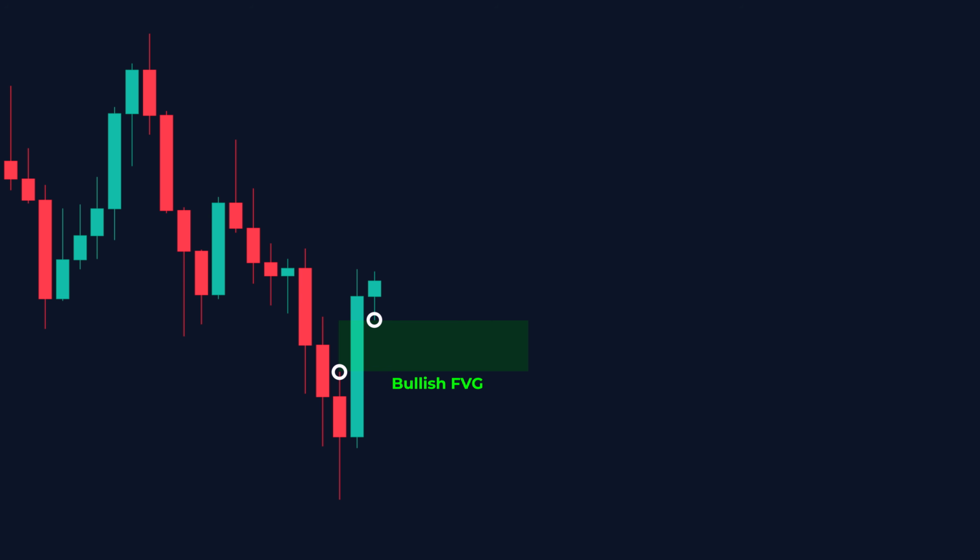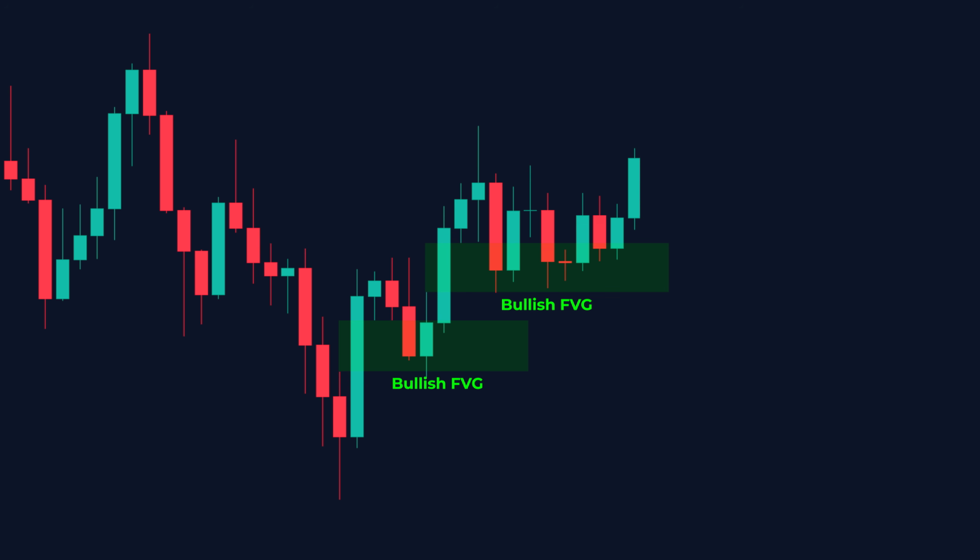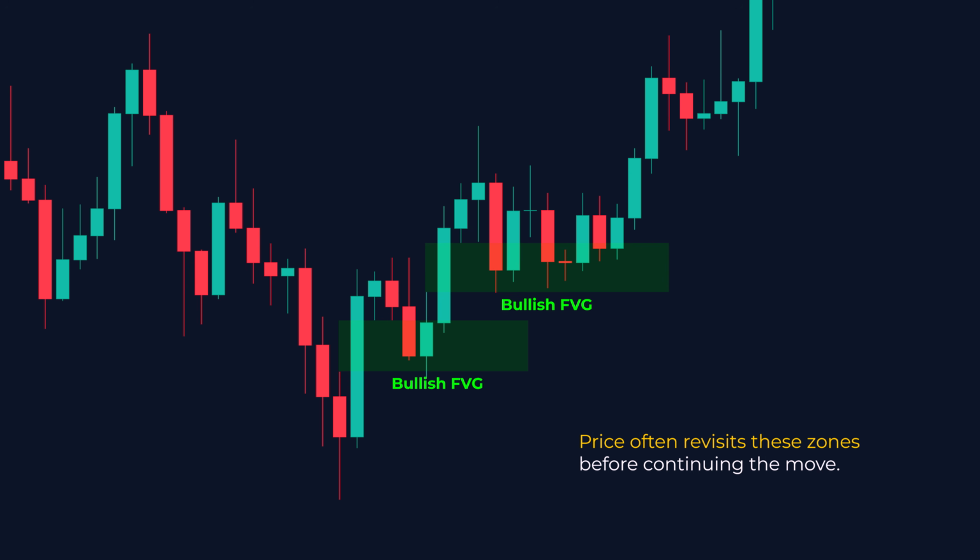This area often acts like a magnet, meaning price may return to fill the gap before continuing its move. These gaps represent areas where price moved so aggressively that very little trading happened in between. That's why price often revisits these zones before continuing the move.